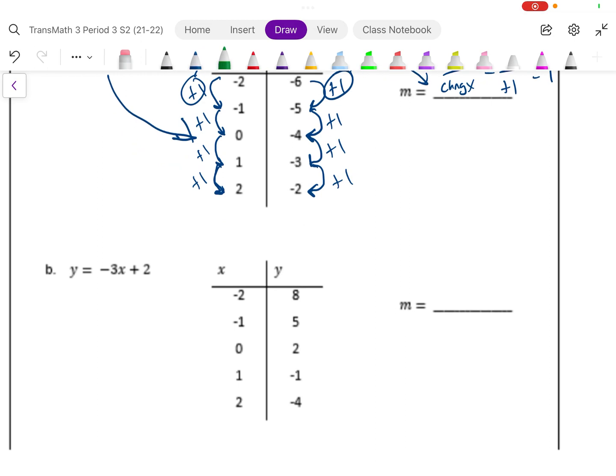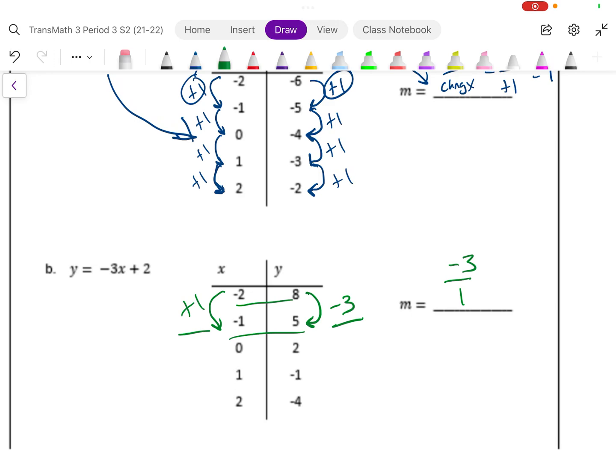Now, when I go to this one, change in y, and really you only need to do this with one set. So like I can easily see from 8 to 5, you're subtracting 3. Now if I went with these 2 points here, I got to go with the change in x on that too. Negative 2 to negative 1, we are adding 1. And again, we said change in y over change in x. So my slope is going to be that negative 3 over positive 1, which I can write as negative 3. So we have a slope of negative 3.